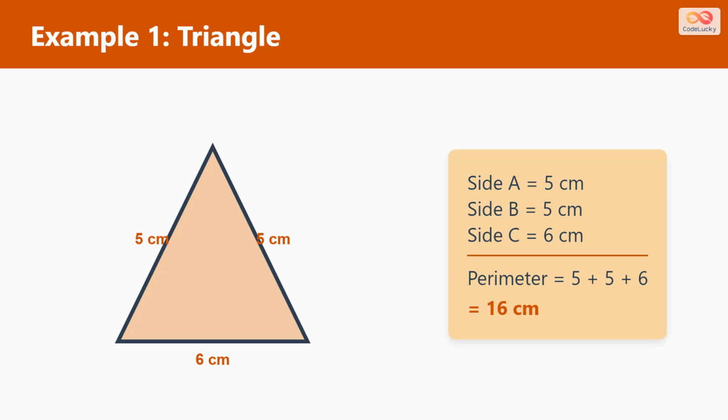Let's look at a triangle. Here we have three sides measuring 5 centimeters, 5 centimeters, and 6 centimeters. To find the perimeter, we add 5 plus 5 plus 6. This gives us a total of 16 centimeters.